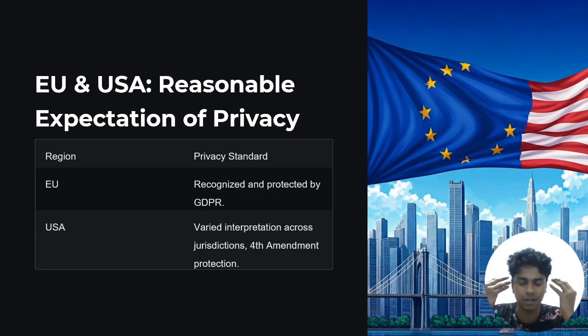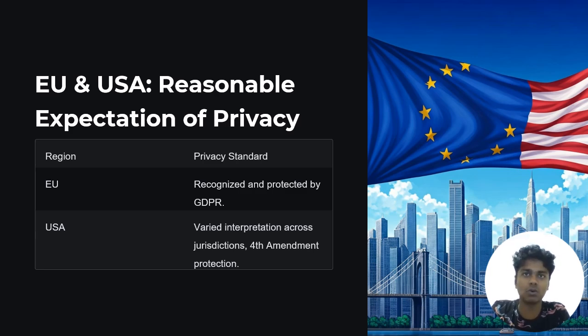meaning that if a person has a reasonable expectation of privacy in a particular place or thing, police searches and seizures in that context generally require a warrant or a recognized exception. For this, a key legal reference is Katz versus United States, 1967. This landmark Supreme Court case established the reasonable expectation of privacy, holding that the Fourth Amendment protects people, not just places.